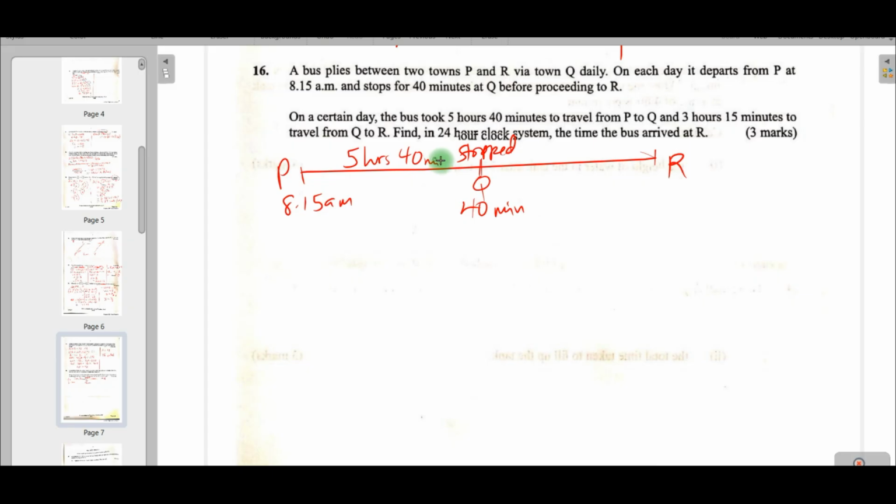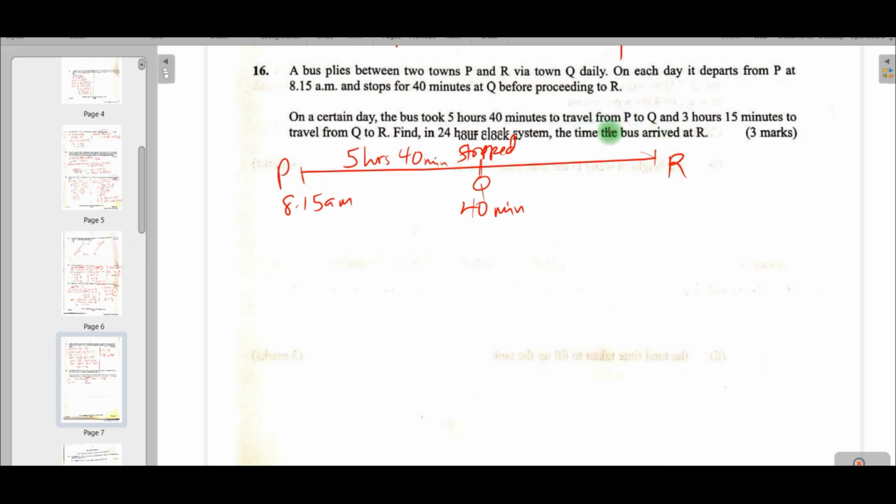So the first thing we are going to do, allow me to make a sketch. So from town P to town R. So the bus plies between the towns, but it passes through, so Q is in between P and R. And therefore, it departs from P at 8:15 a.m. and then at Q, it stops for 40 minutes before proceeding to R. And therefore, we have been told that on a certain day the bus took 5 hours 40 minutes to travel from P to Q.